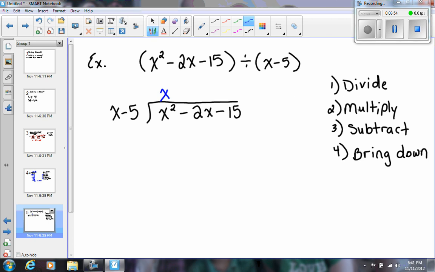So now the next step is to multiply. X times x is x squared. Now I also have to multiply the x times the minus 5. X times minus 5 is minus 5x. So that was the second step. The third step is to subtract. And what I do instead of subtracting, well, you have to subtract both parts, so I'm going to change the signs to the opposite, and then I can just add them. So these drop out. Negative 2x plus 5x is 3x. And then I go to the next step, which is to bring down a minus 15.